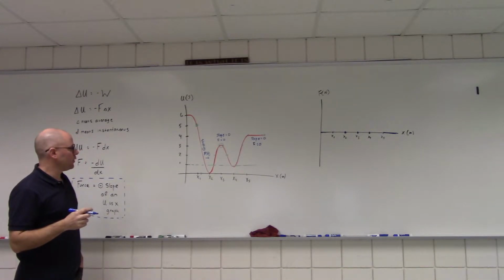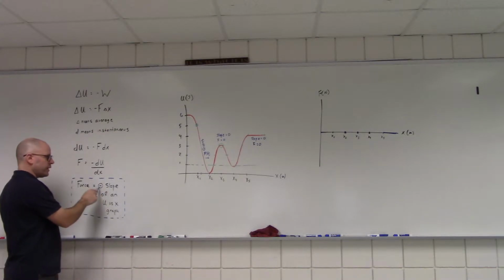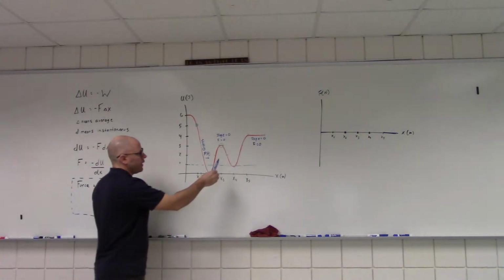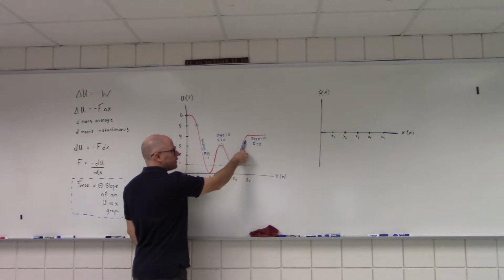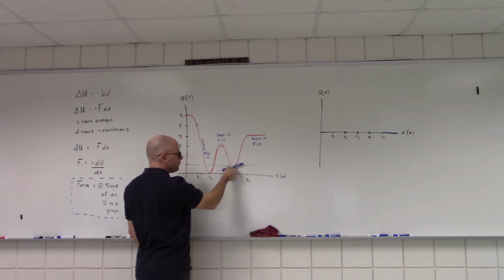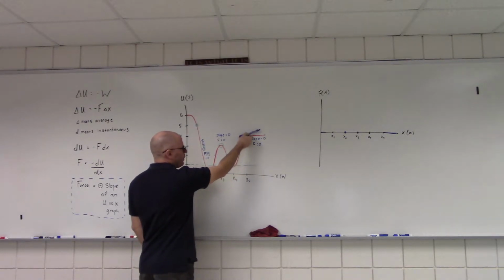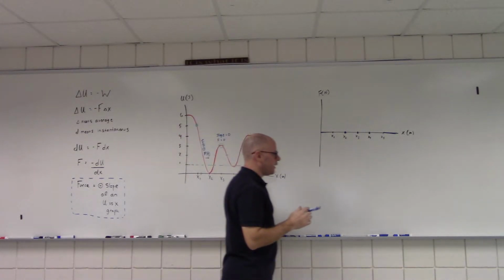So what does that mean? Well, if the force is the negative slope, let's look at this section right here. This section has a positive slope, which means the force must totally be negative. So it goes from 0, gets increasingly negative, and then goes back to 0. So what does that look like in that section there?